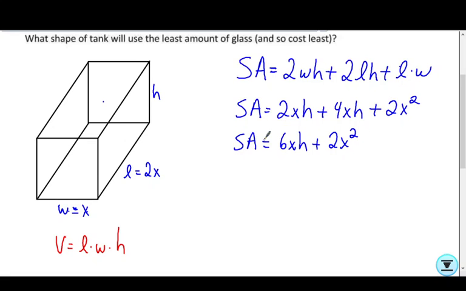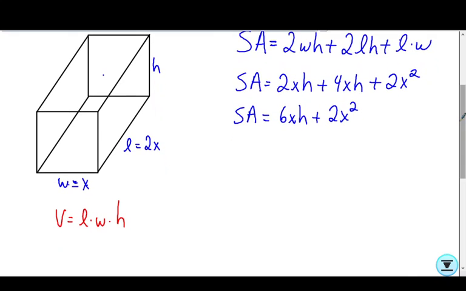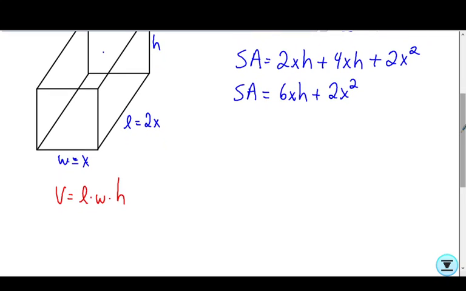But again, I've got this h in there. I've got to get rid of it. So what I'm going to do is use my volume equation to solve for h. I'm going to do the same thing for volume. I'm going to replace length and width with my x's. So that's going to give me 2x times x times h. Volume equals 2x squared h.